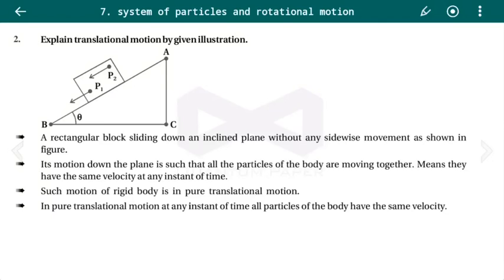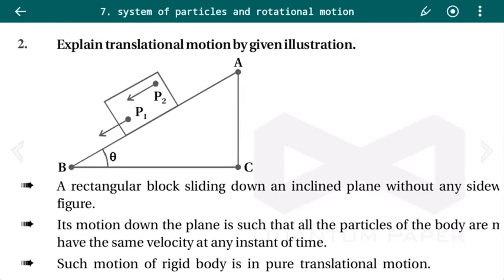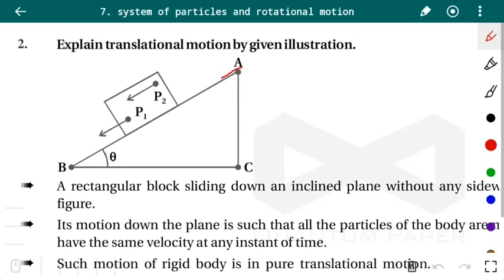Now, explain translational motion by the given illustration. A rectangular block sliding down an inclined plane without any sidewise movement, as shown in the figure. Its motion down the plane is such that all the particles of the body are moving together, meaning they have the same velocity at any instant of time. So here you can see there is an inclination, and on that inclination there is a block that is sliding, that is, it is moving from point A to point B.